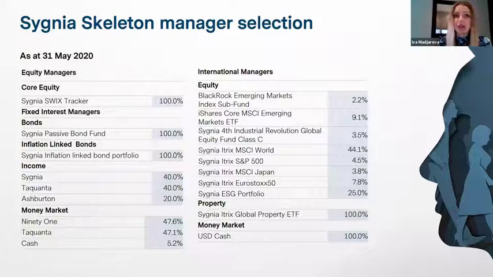In the skeleton range, this is the range that is fully passive. So in the skeleton range, it's our lowest cost range, and we're only using indices. So you'll see under the equity building block that it's simply the Sygnia Swix tracker. We haven't blended the Swix tracker with any active managers. So in this space, we're simply tracking the shareholder weighted index. And you'll see that across the various asset classes. In the bond space, it's only a passive building block. And in the offshore, you can see the various indices that we track, and we utilize some ETFs as well.